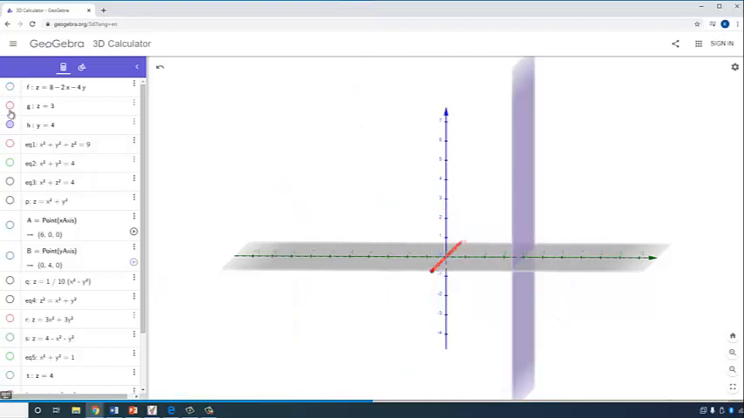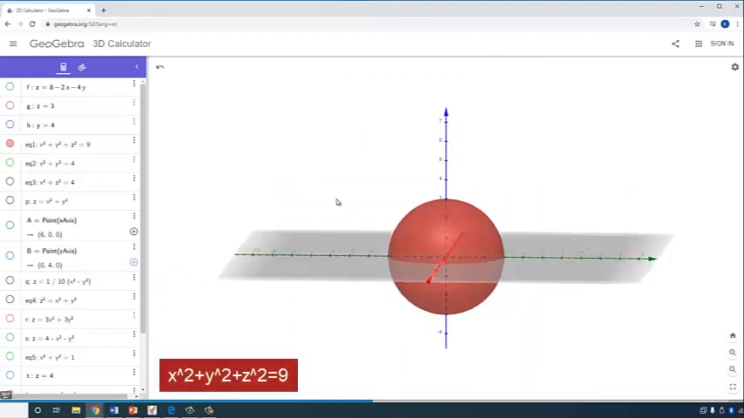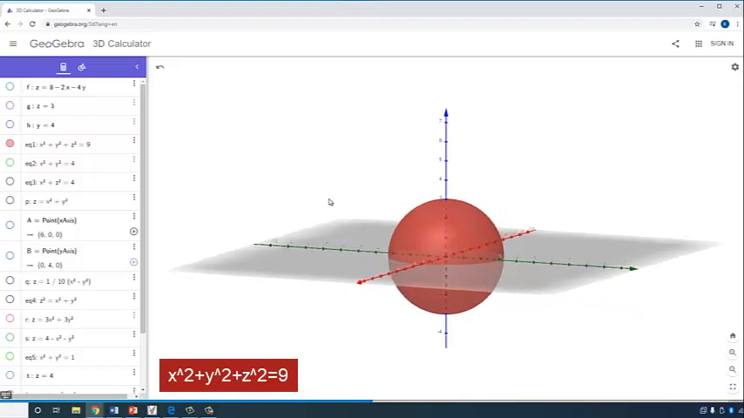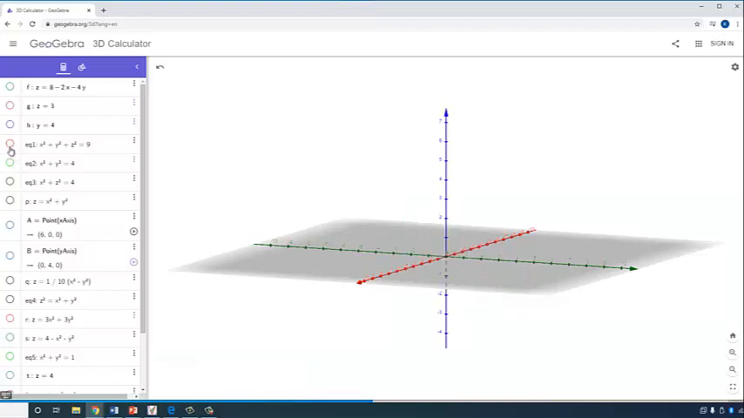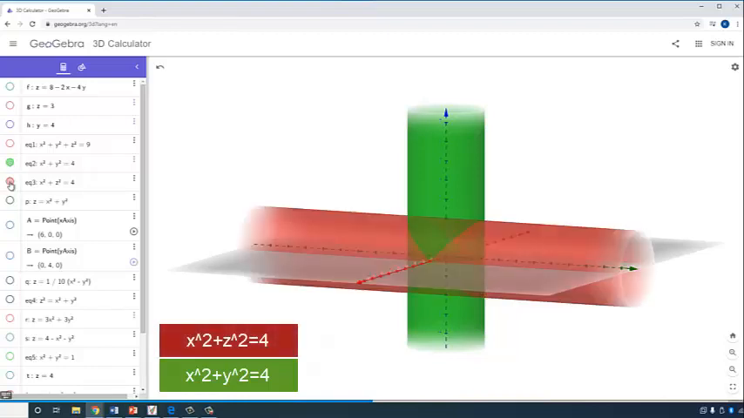All right, great. Up next, we have our sphere, right? So again, there's our sphere, x squared plus y squared plus z squared equals 9. So a sphere centered at the origin of radius 3. And we'll compare that to our cylinder, x squared plus y squared equals 4. So our cylinder centered at the origin of radius 2. And there's x squared plus z squared equals 4.